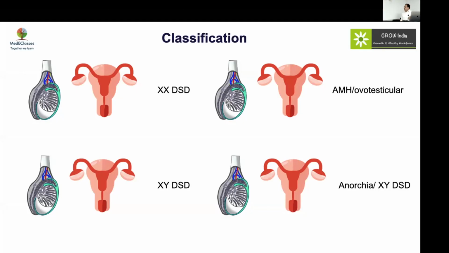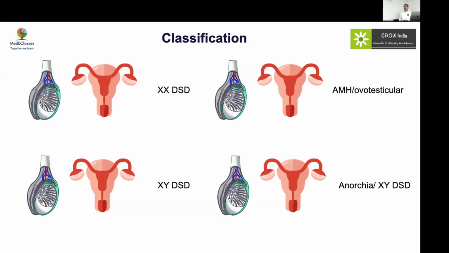You just have to look at two things: Mullerian structures and gonads. If you have only Mullerian structures and no gonads, it's XX DSD. If you have gonads with no Mullerian structure, it's XY DSD. If you have both of them, you're talking about an AMH problem or ovotesticular DSD. If you have no testes and no Mullerian structure, it's anorchia or XY DSD.